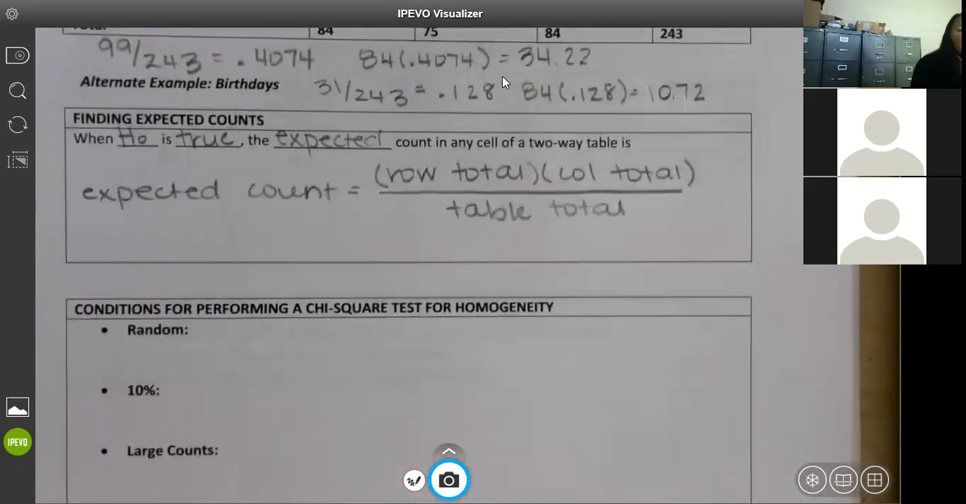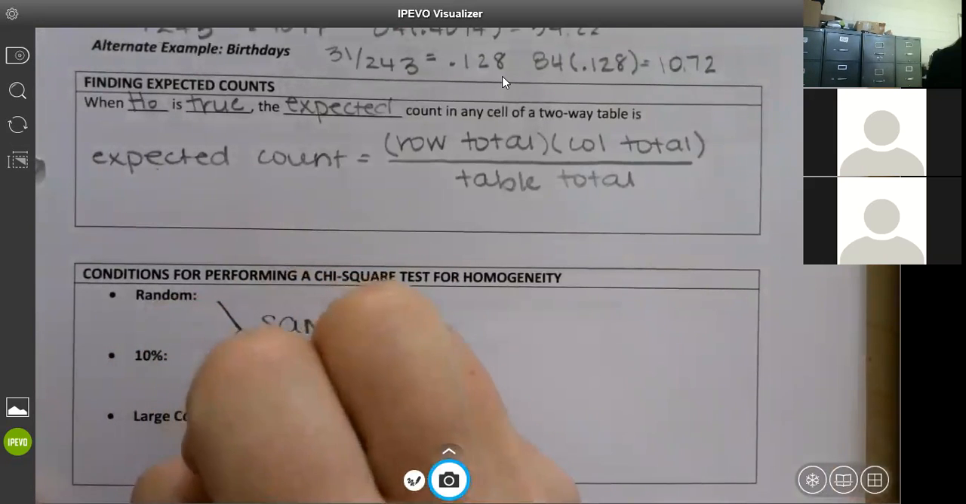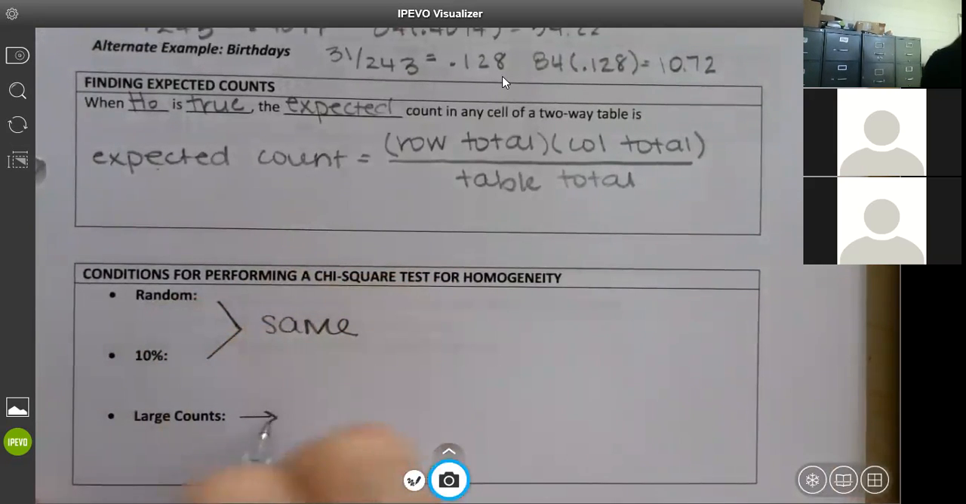Don't forget your conditions for performing a chi-square test for homogeneity. This is the same. Everything happens the same. And what was our large counts this time? At least 5.